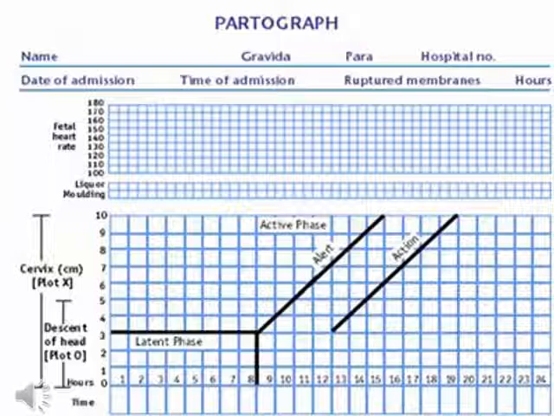Next comes the fetal heart rate. You can see it starts from 100 to about 180. According to the fetal heart, you can draft here or record it here, just like the TPR charting. Next comes the liquor.